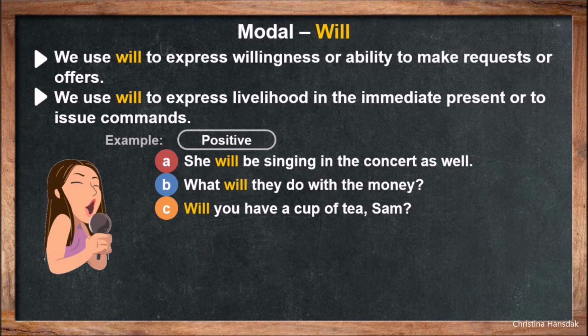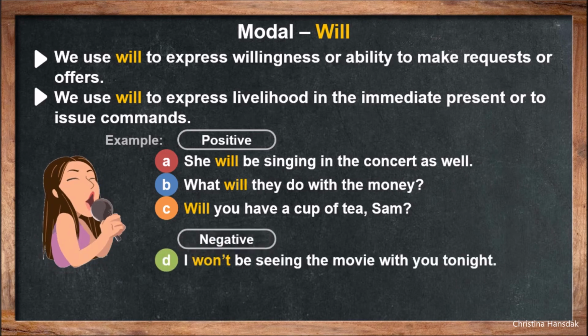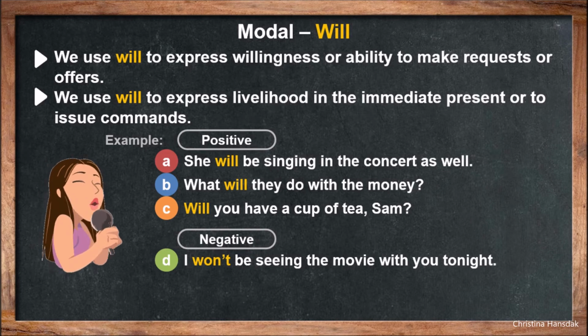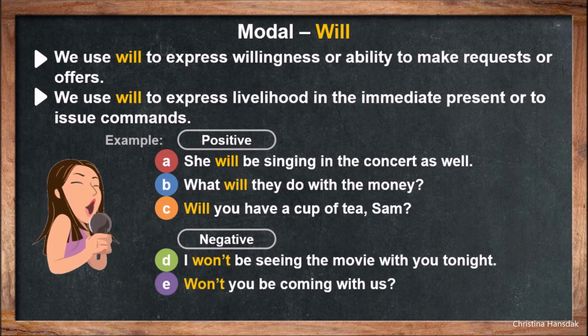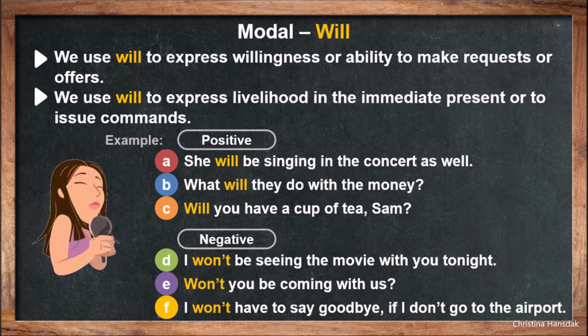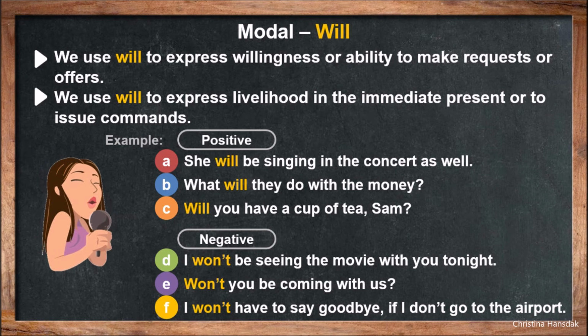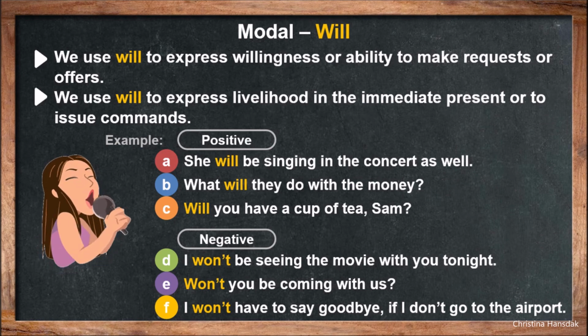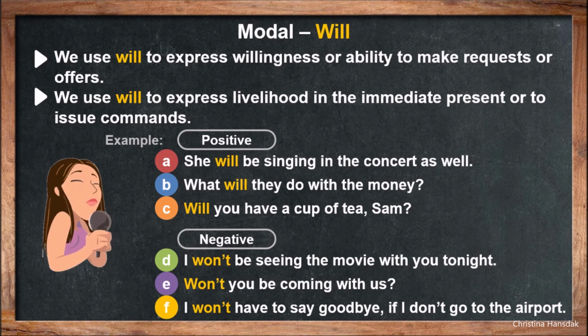Sentence number C. Will you have a cup of tea, Sam? Sentence number D. I won't be seeing the movie with you tonight. Sentence number E. Won't you be coming with us? Sentence number F. I won't have to say goodbye if I don't go to the airport. Students, the upper three sentences are in the positive forms and the remaining three sentences are in the negative forms.